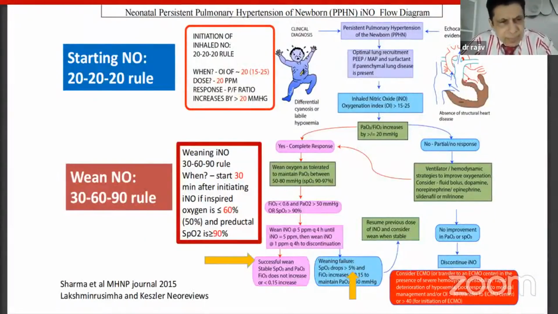This is Satyan's diagram of the 20-20-20 rule. I think we heard it a lot of times. So if you have nitric, just be careful about weaning, and just be careful in the last 10 parts per million to 1 part per million. Be very cautious, go down by one every 4 hours, and keep a target. Please keep the saturation targets between 92 and 97, because between 90 and 95, the pulmonary vascular resistance comes down immensely at those saturations. Next slide.